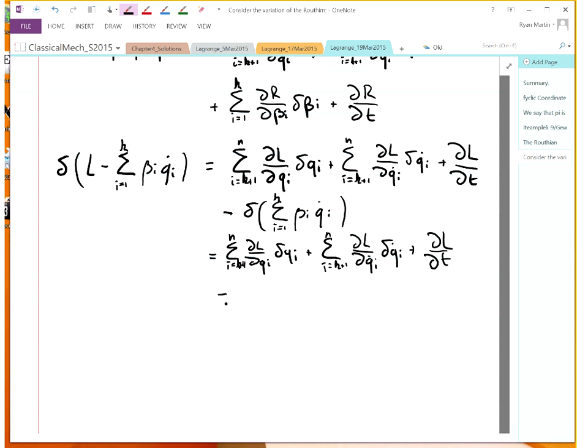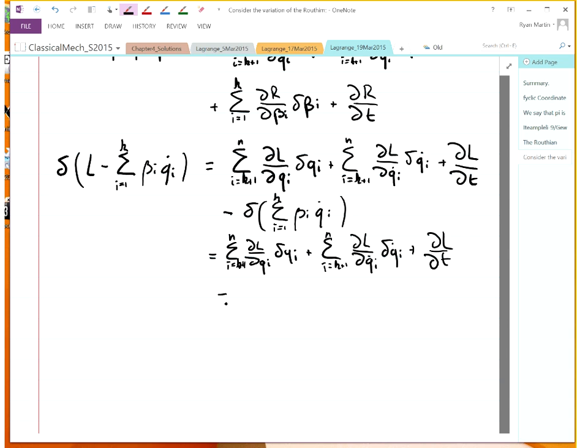So the variation of the sum is the sum of the variations. That's back to the first lecture, properties of the delta operator. Typically they're very similar to the differential operator. So the derivative of a sum is the sum of the derivatives. So the variation of a sum is the sum of the variations. All right, so I can bring the delta inside, and it's the delta of beta i qi dot.